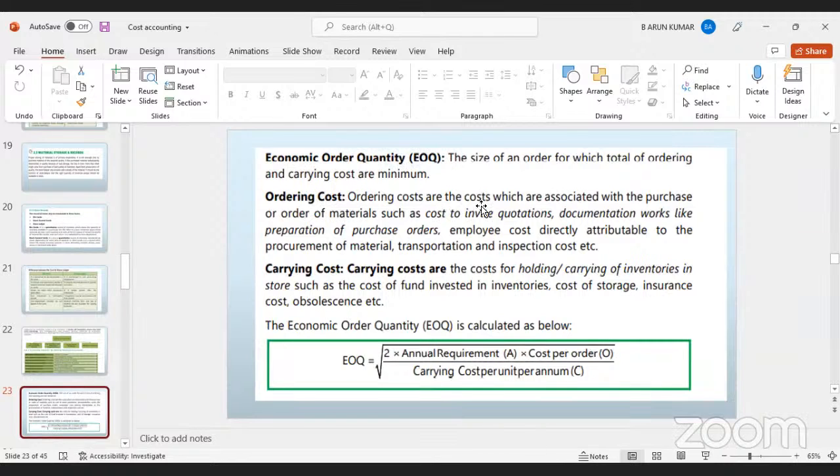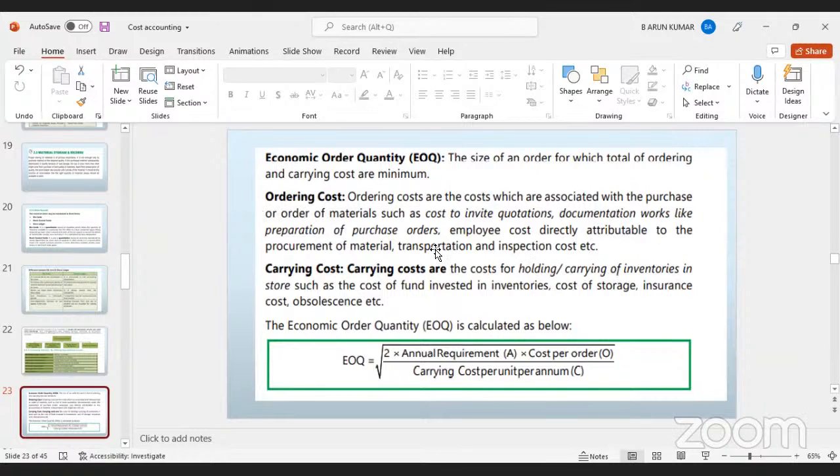First, ordering costs are the costs associated with the purchase or order of materials, such as the cost to invite quotations. We invite suppliers by giving advertisements. For example, we want 20 or 30 laptops, so we give a quotation notice as an advertisement in the newspapers. We incur some amount for that advertising, which is called ordering cost.